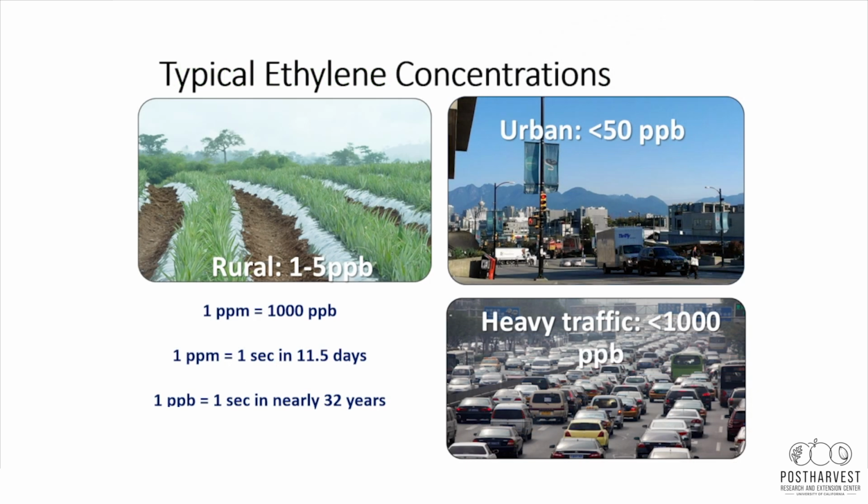Here's an example of how much ethylene we find in many different situations. Just to give you an idea, 1 ppm is 1,000 parts per billion, as you know. 1 ppm, if we translate it into time, is 1 second in 11 and a half days. 1 part per billion is 1 second in about 32 years. So in rural conditions, you have 1 to 5 ppb, parts per billion of ethylene. In urban areas, where you have combustion engines, you have less than 50 parts per billion. In heavy traffic, less than 1,000 parts per billion.